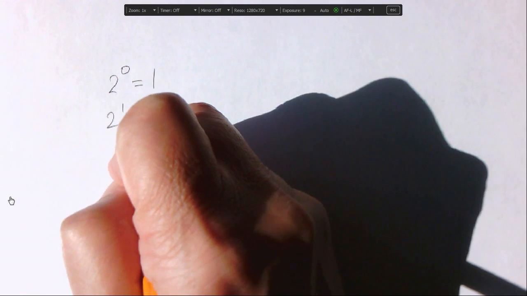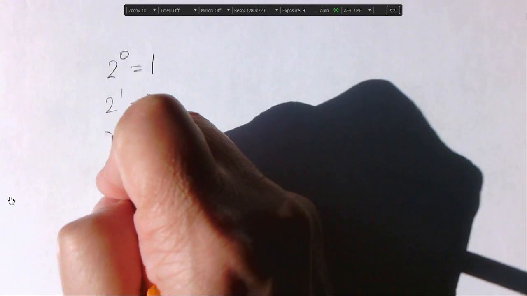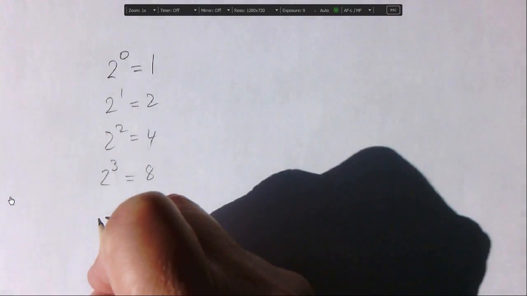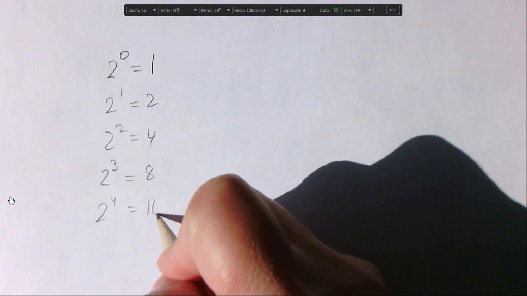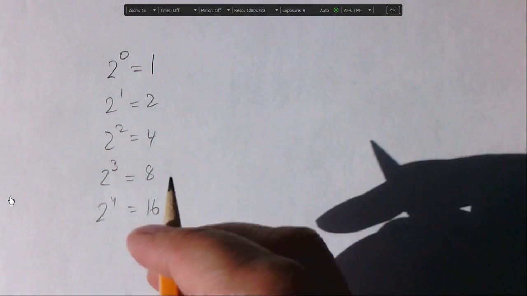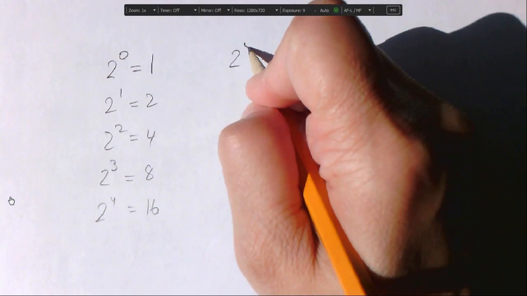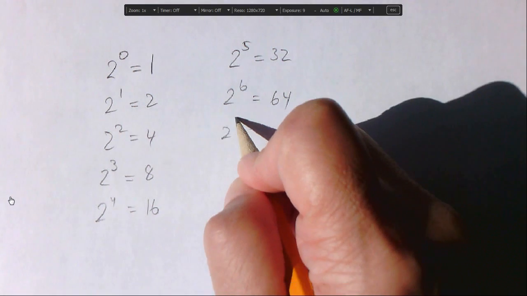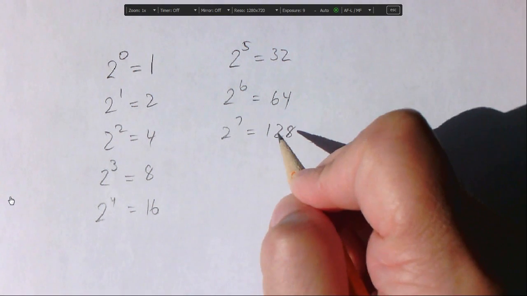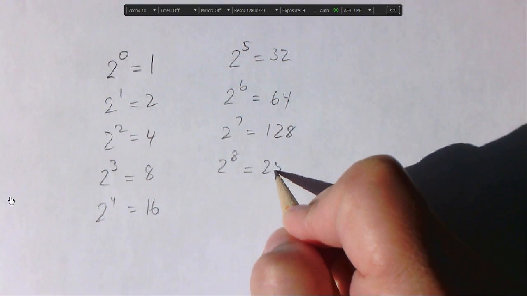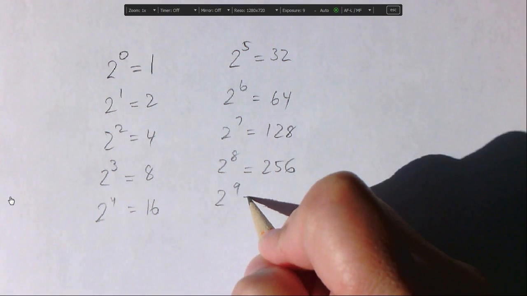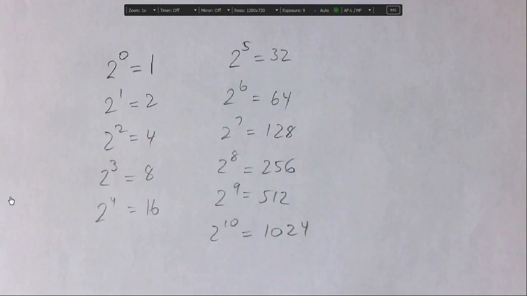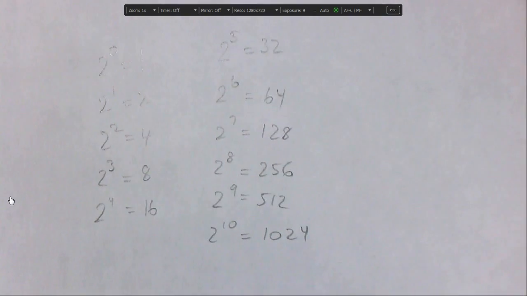Anything to the exponent 0 is 1. 2 to the 1 is 2. 2 to the 2 is 4. 2 to the 3 is 8. 2 to the 4, 16. Let's keep going. 2 to the 5 is 32. 2 to the 6, 64. 2 to the 7, 128. 2 to the 8, 256. 2 to the 9 is 512, and 2 to the 10 is 1024.